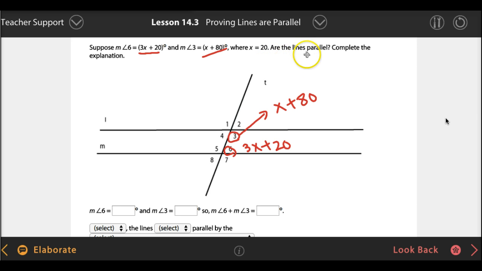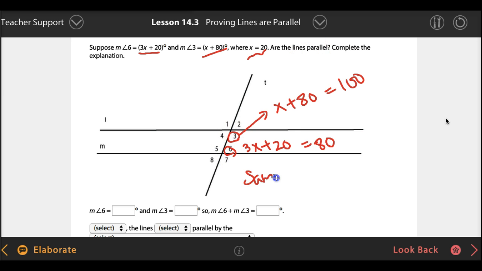So then are the lines parallel? This is a dumb question that I'm not going to give you, because why would they tell you what x is equal to anyway? So anyway, if x is 20, 20 plus 80 is 100. 20 times 3 is 60. 60 plus 20 is 80. So then are the lines parallel? I don't know. What kind of angles are these?